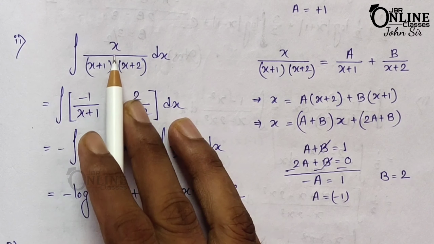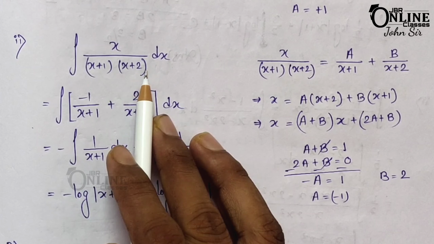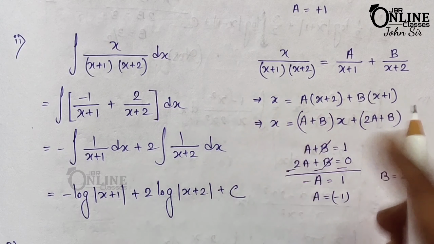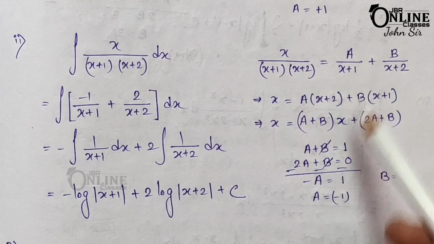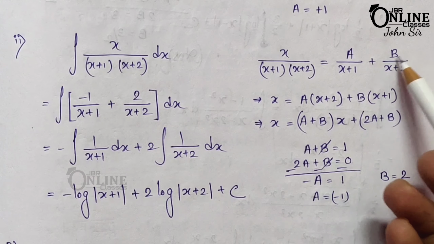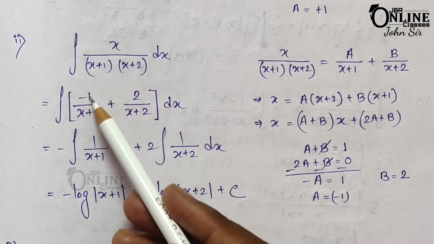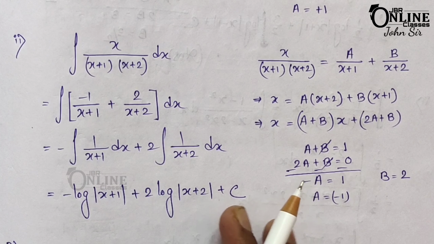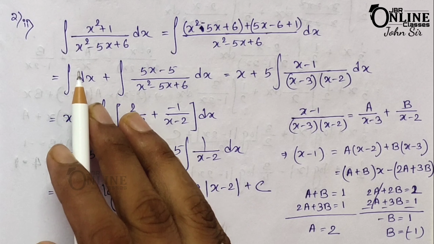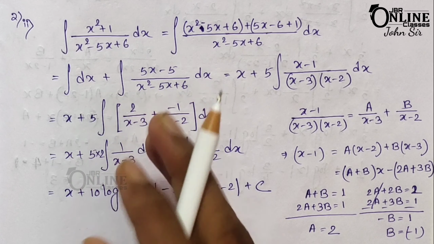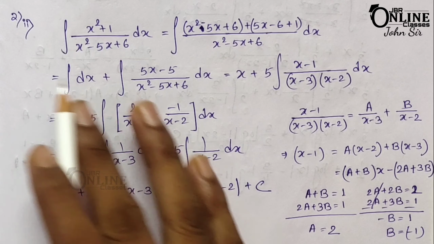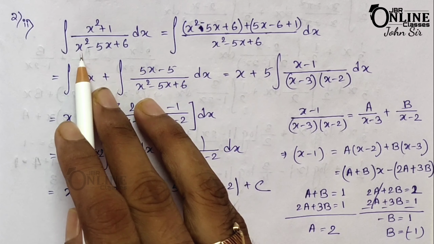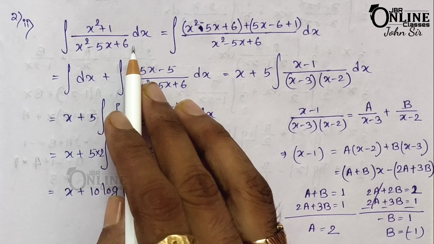Now the second one, integration x by (x plus 1)(x plus 2). The second one is the same as the previous one. Here I solved it, and the value of A will be minus 1 and the value of B will be 2. Just put the values of A and B and integrate, and you will get your answer. Now the second one, sum number 2.1 is the same as the previous one, that's why I am going to solve sum number 2.2: integration (x square plus 1) by (x square minus 5x plus 6).